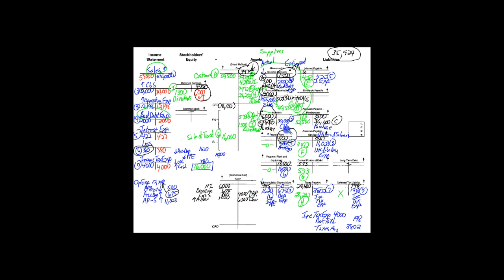Prepaid rent went down. That's a credit. So put it on the debit side when I go over here. So I have decreased prepaid rent, $500. Property, plant, and equipment went down, but it's not a current asset, so I don't do anything with it. Likewise, accumulated depreciation. It's a long-term account, so I ignore it.